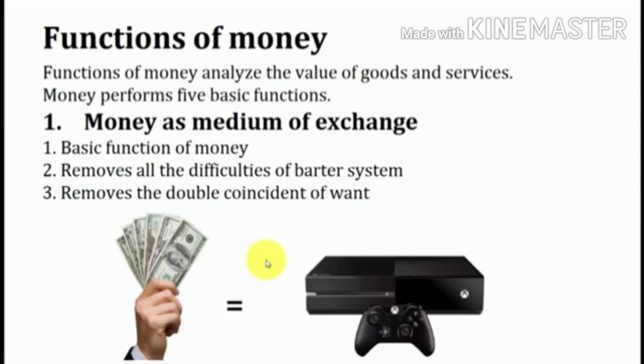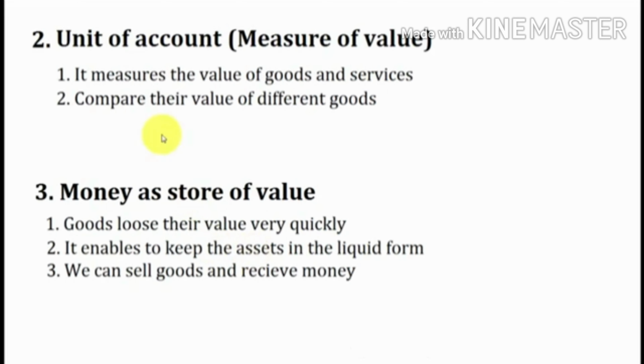The second function of money is unit of account, which means that it measures the value of goods and services. For example, we can differentiate the value of milk and sugar. Sugar we have at 70 cents per kg and milk we have, for example, at $2 per kg. So money measures the value of different goods and services, and money also compares the value of different goods.